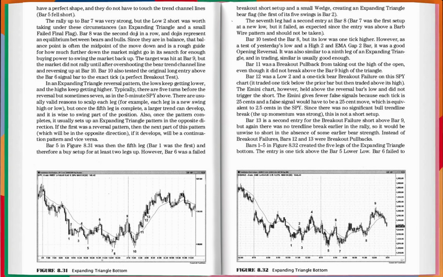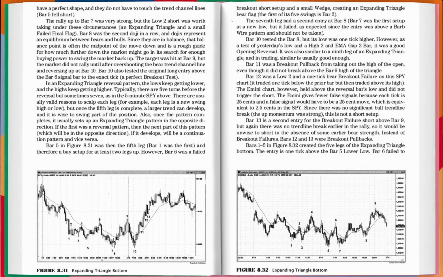However, bar 6 was a failed breakout short setup and a small wedge, creating an expanding triangle bear flag. The first of its 5 swings is bar 2. The 7th leg had a second entry at bar 8. Bar 7 was the first setup at a new low, but it failed, as expected since the entry was above a barbed wire pattern and should not be taken. Bar 10 tested the bar 8, but its low was 1 tick higher.